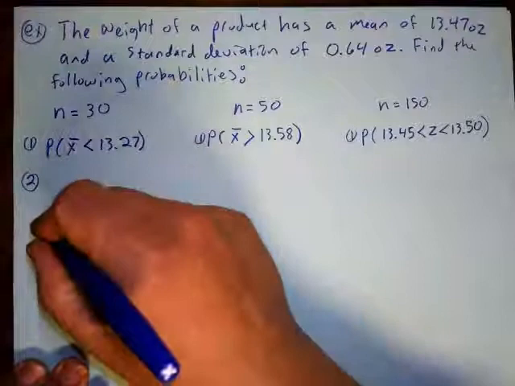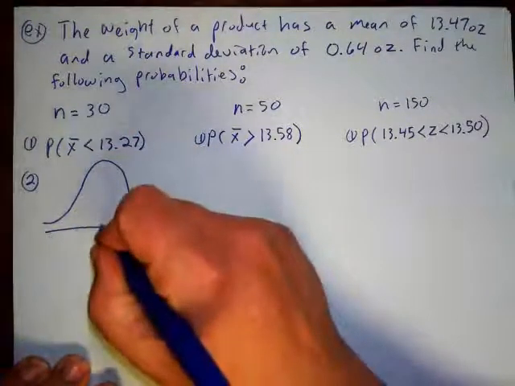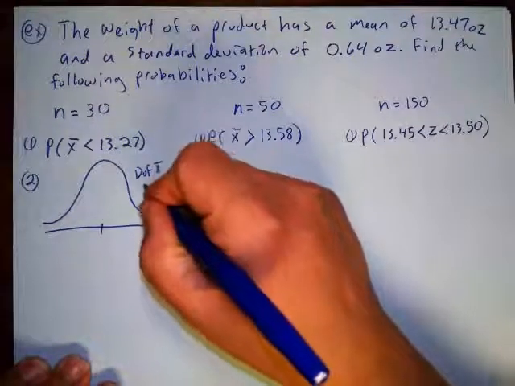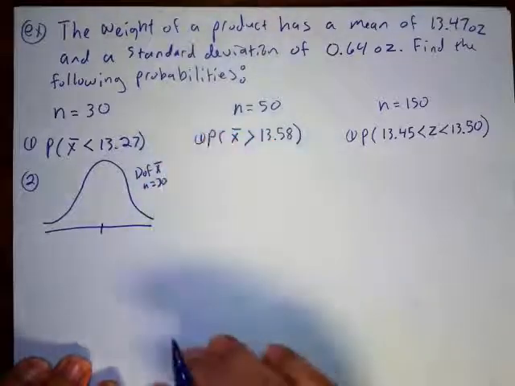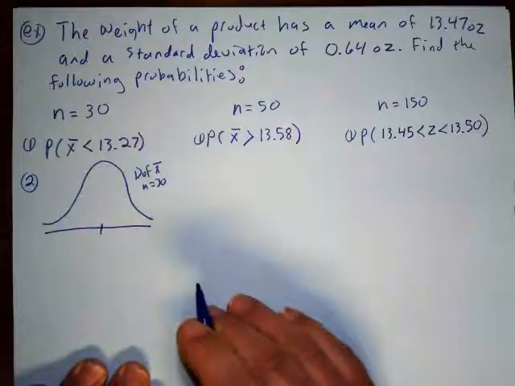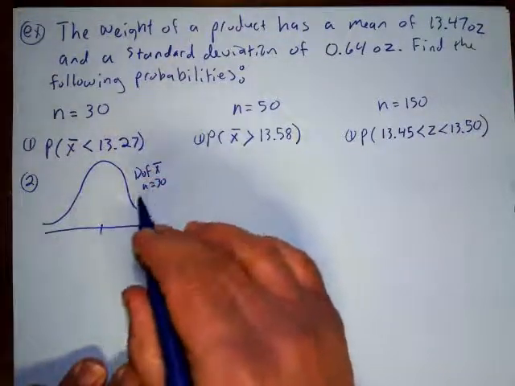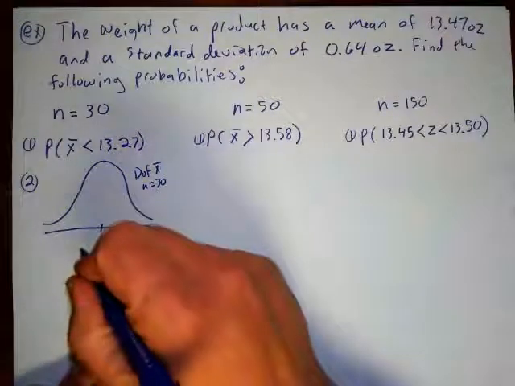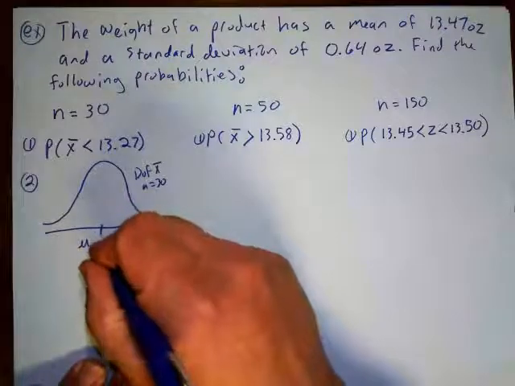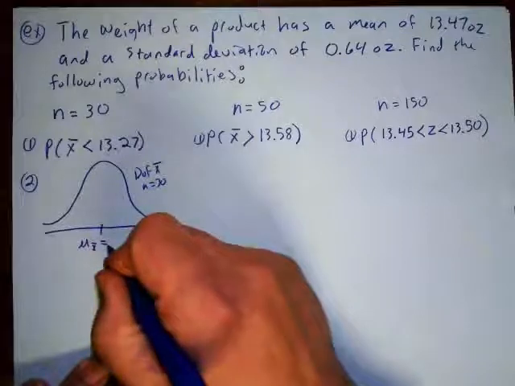When I draw my diagram, this is actually the distribution of x bar for n equals 30. That's actually what it is. It's not the population anymore. It's the distribution of x bar for the mean of all the samples of size 30. The center of this distribution is mu with a little x bar subscript, and it is equal to the mean of the population, so 13.47.